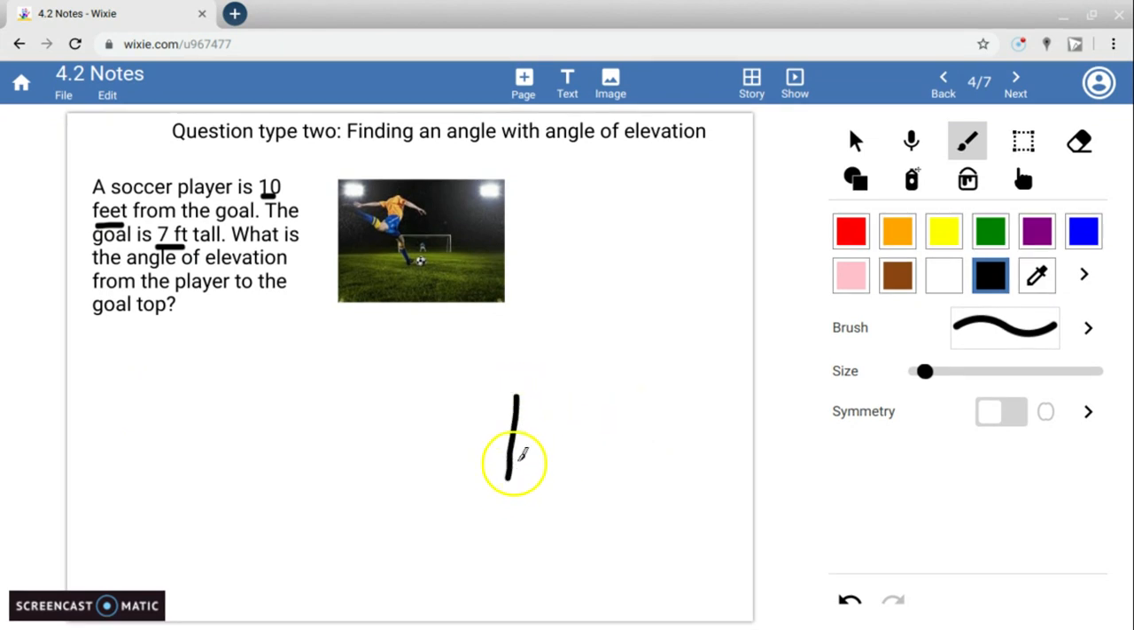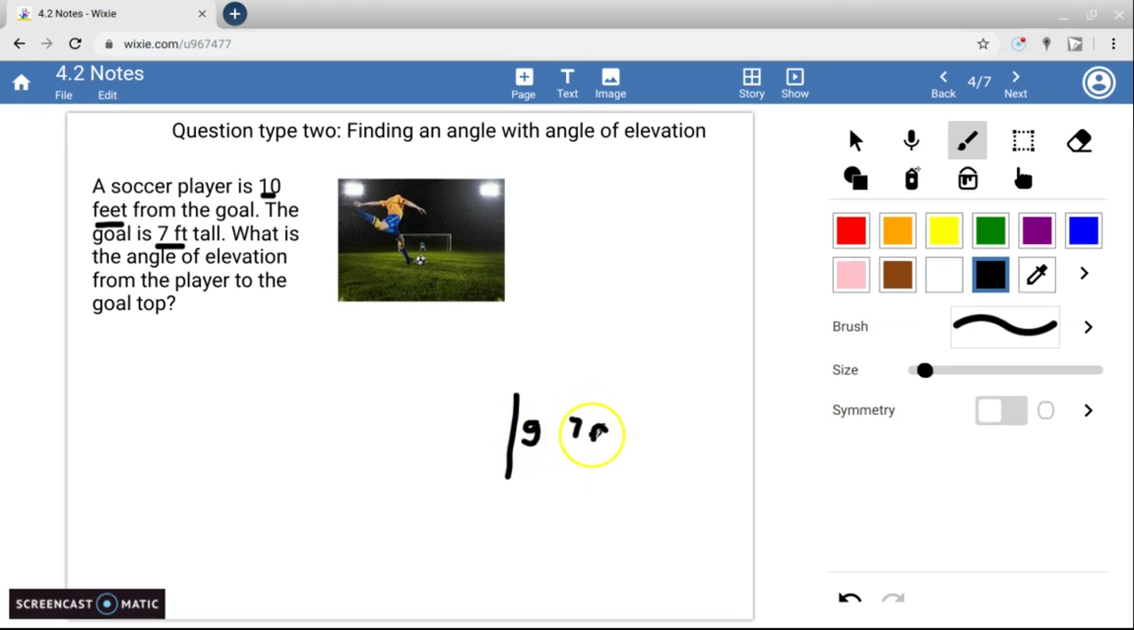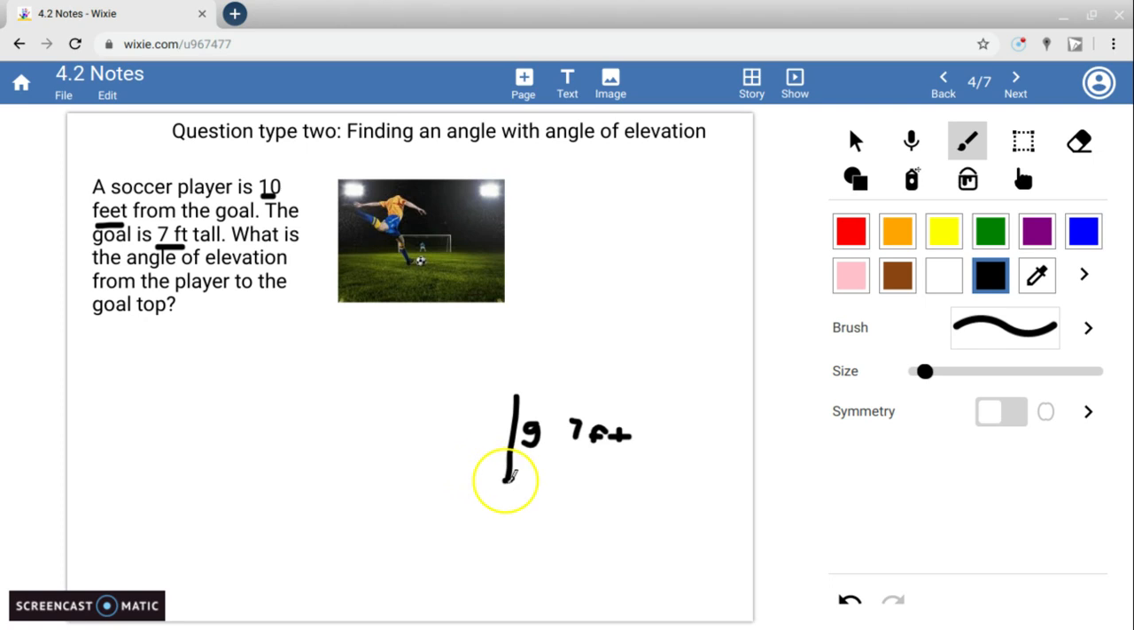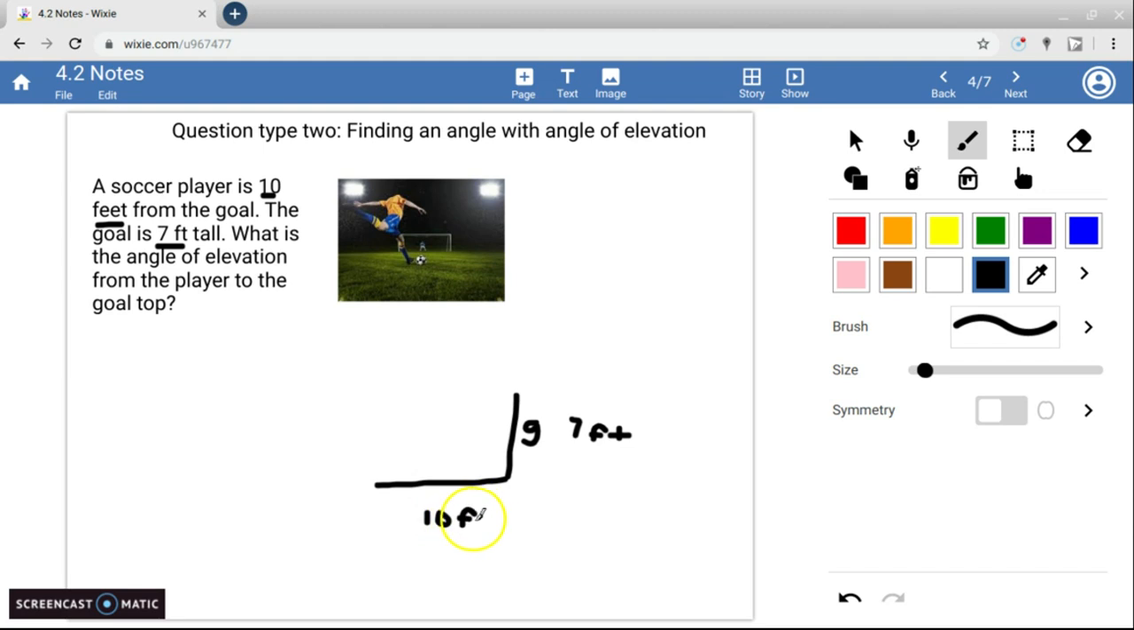So let's say this is the goal, G, and we know that it is 7 feet tall. And then the soccer player is 10 feet from the goal, so 10 feet. And then the soccer player is right here, S. And then we can connect this other side because we're trying to make a triangle. And we know this will be a right angle, just like on the other one. And so that's the line of sight. But anyways, what we're trying to find is going to be this. I don't have enough space to name that X, but let's call this X. This red area, this angle.